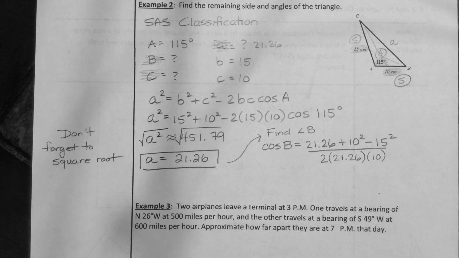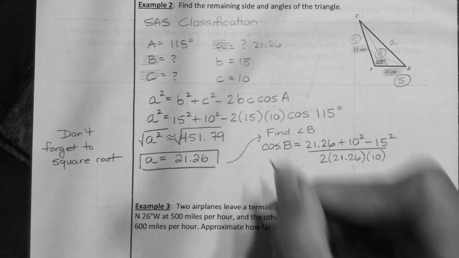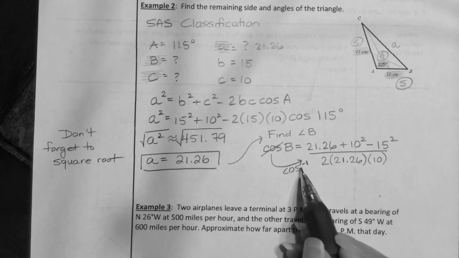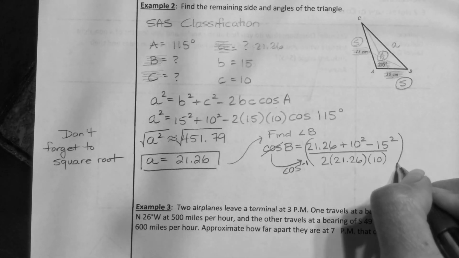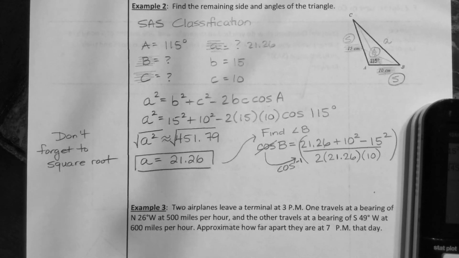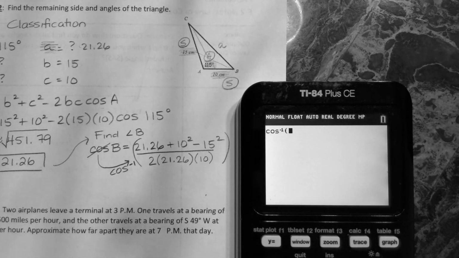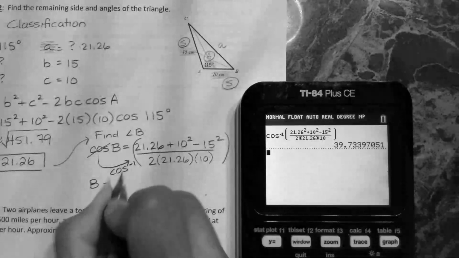So now that we have our whole thing set up, we know that this cosine can move over to this side and become cosine inverse. So we're taking the cosine inverse of this entire thing. Okay, so let's type away. Clear this out. Cosine inverse, because we're doing law of cosines, equals 21.26 squared plus 10 squared minus 15 squared over 2 times 21.26 times 10. You can type it like that too if you don't want to put parentheses. And you get B to be 39.73.